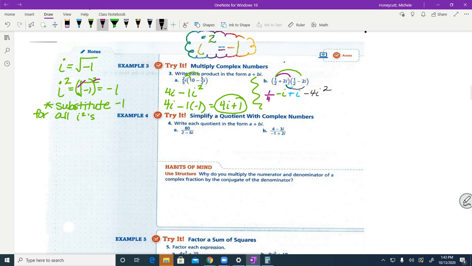So then I look through and I combine like terms. I have a negative I and a positive I. They cancel each other out. So I'll have 1/4 minus 4i squared. Now I'm going to replace the I squared with a negative 1. So 1/4 minus 4 times negative 1. Simplify that a little bit more. 1/4 plus 4, because 4 times negative 1 is positive 4. And 1/4 plus 4 is equal to 4 and 1/4.